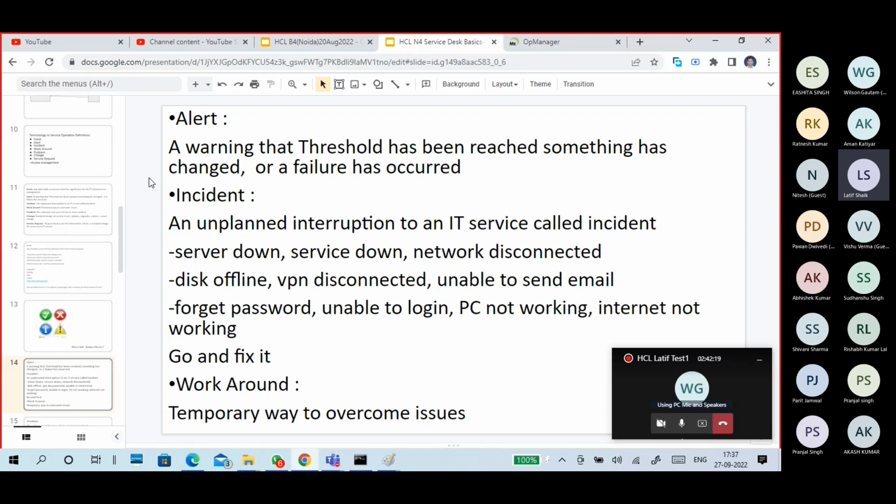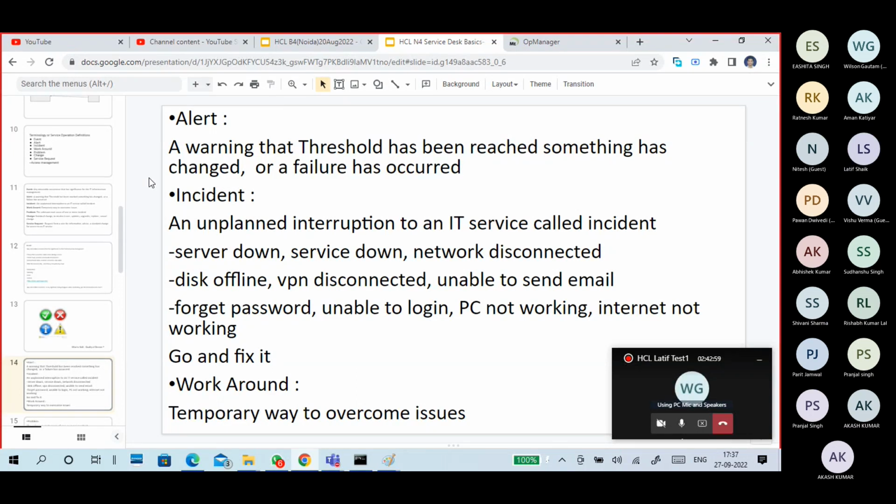When we say it is an incident: a service is down, the network is disconnected, mostly failure kinds of things. The internet is not connecting or not working, the application is not working or not loading, the disk is offline or failed, the VPN is disconnected or frequently disconnecting, unable to uninstall an application, unable to open an application, unable to send and receive mail. These are all considered incidents only.